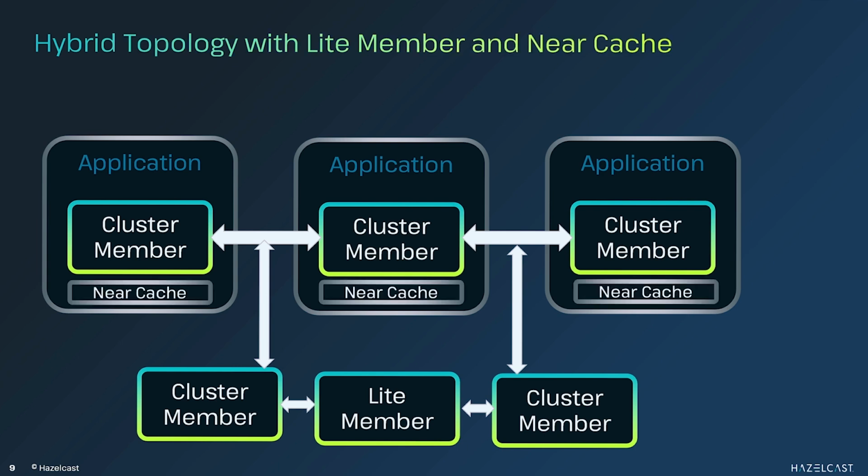The final feature is near cache. Near cache allows a member to have a local cache that can help reduce network calls by keeping some data locally. If your workload is mostly read and you tend to reread the same values repeatedly, then near cache can really help boost performance.